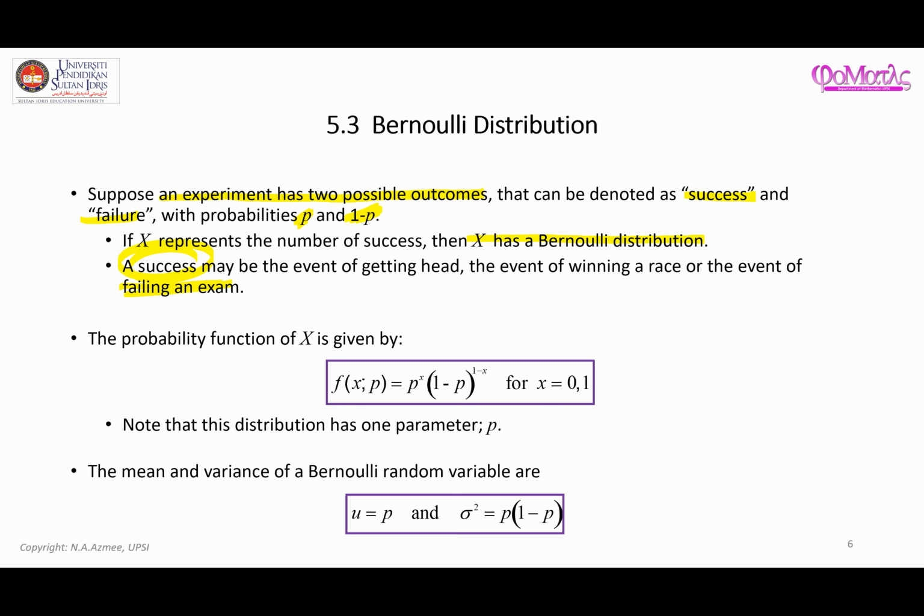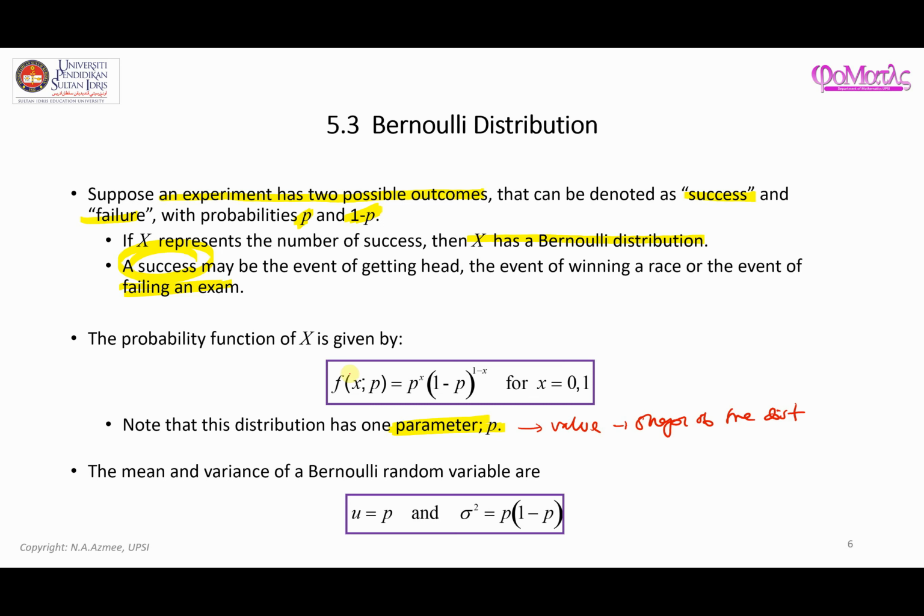Now this distribution has one parameter. I will explain later on about this parameter, but really to put it simply, a parameter is just some constant value. It is a value that determines the shape of the distribution. So it tells you the shape of the distribution. If the value changes, then the shape of the distribution will also change.